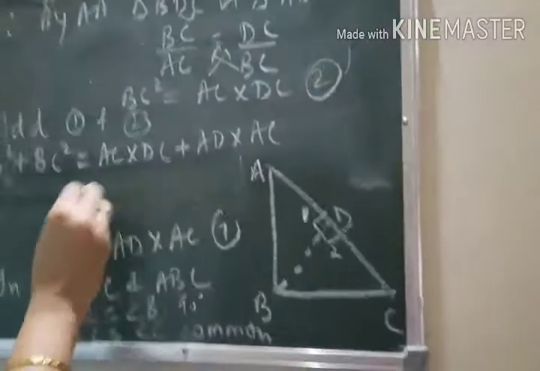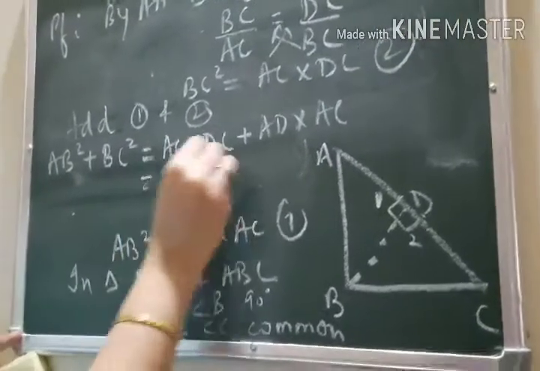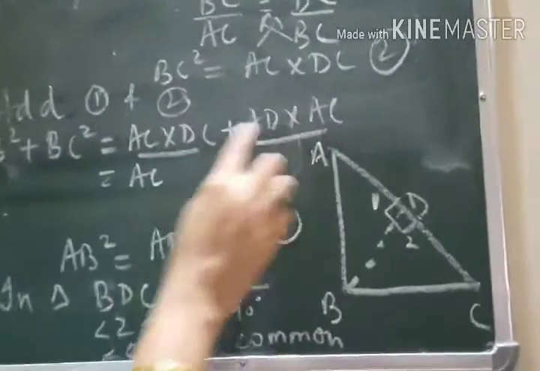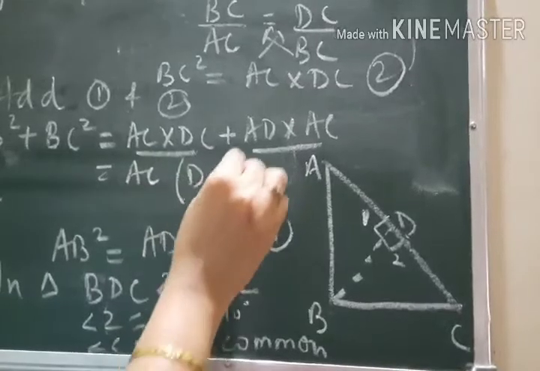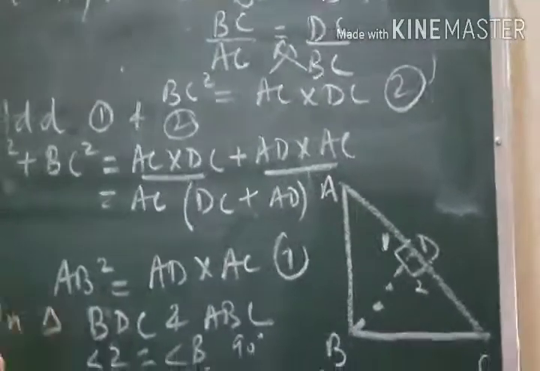Now you can see that AC we can take common in both. This is one term, this is second term. From both the terms AC is common. So what is left from the first term? DC. And what is left from the second term? AD. Okay.